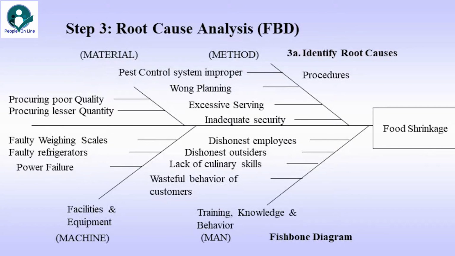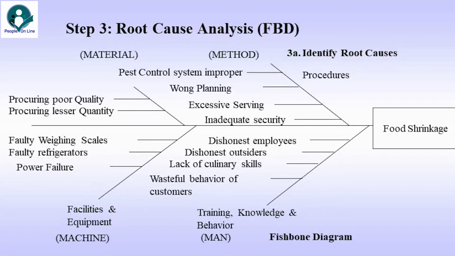Step 3. Root cause analysis using a fishbone diagram. What we see here is a fishbone diagram with the head of the fish on our right. We can see food shrinkage put in there, that is the problem statement, and the food shrinkage has 4 clusters of possible causes, and the nomenclature used are material, method, machine and man.